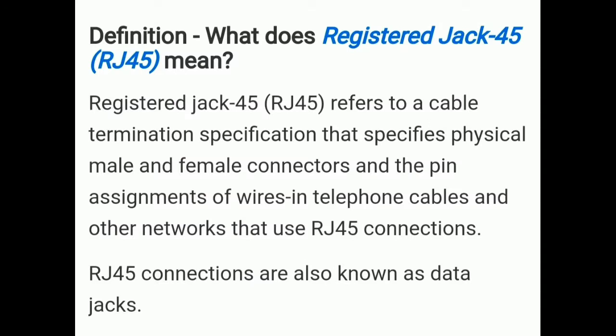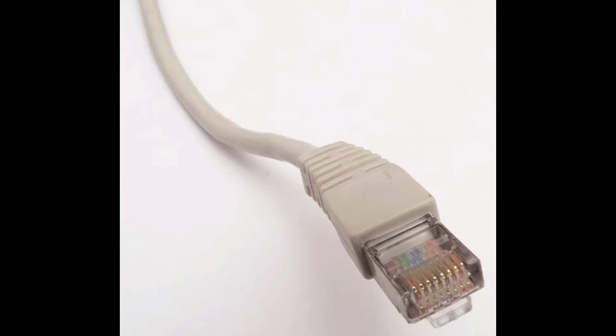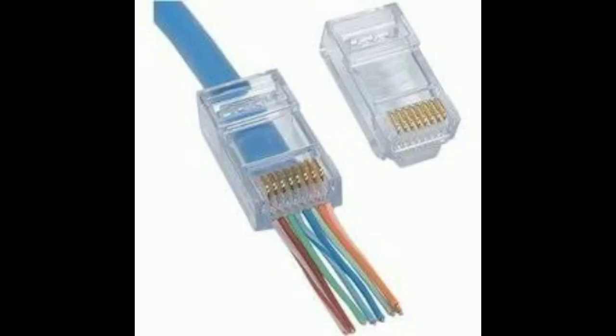So the next type of network device is registered jack 45 or RJ45. Registered jack 45 refers to a cable termination specification that specifies physical male and female connectors and the pin assignments of wires in telephone cables and other networks that use RJ45 connections. RJ45 connections are also known as data jacks. So you might have seen this type of cable in your computer lab. This is an example of registered jack 45.